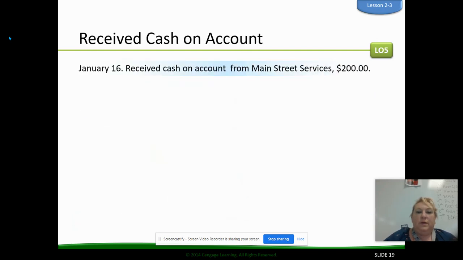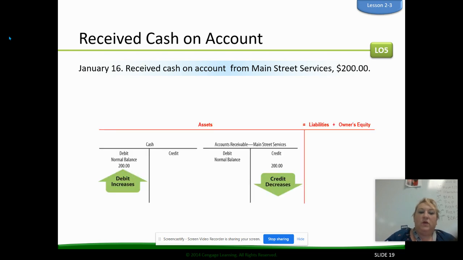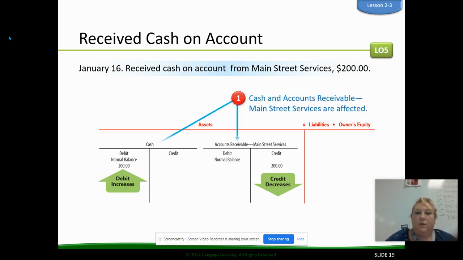And we're going to add that to the back of your 3x5 card also. This one is we received cash on account for Main Street. So received cash, those are my first two words. Cash is going up, and Main Street, because it's also an asset and they owe us less because they're paying us, is going to go down. So there's my debit equals credit. There's my plus and minus. And it can be like that because it's on the same side of the equal sign.